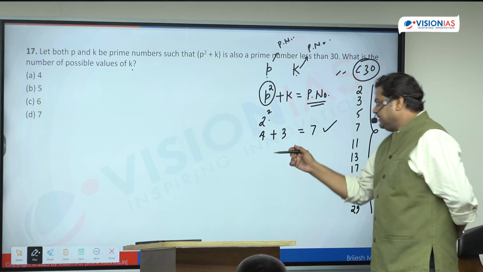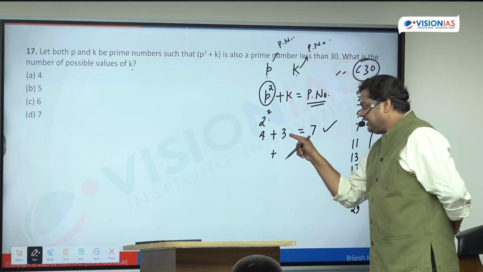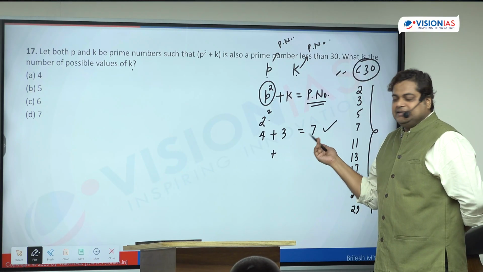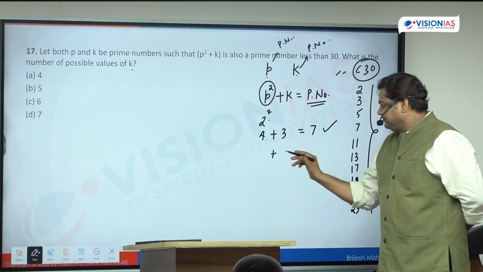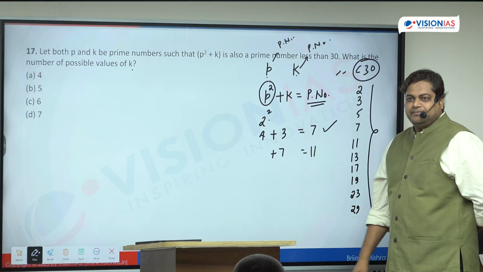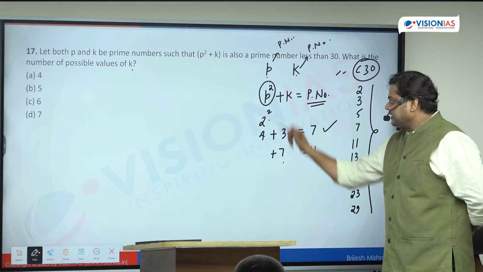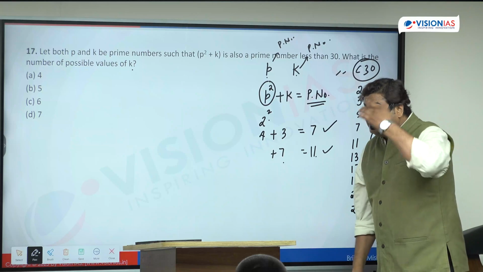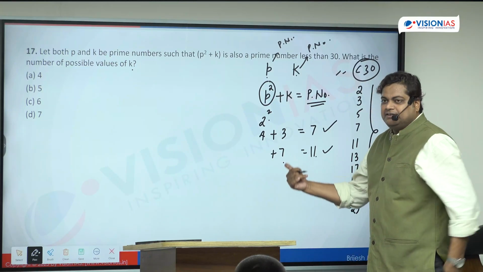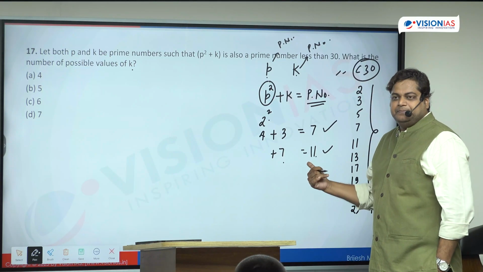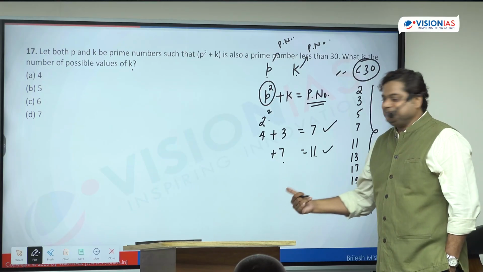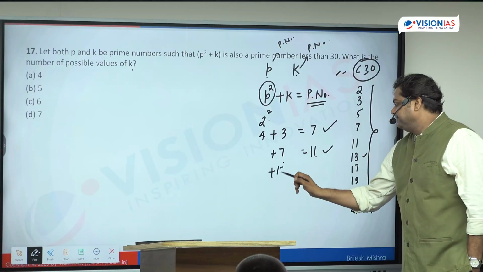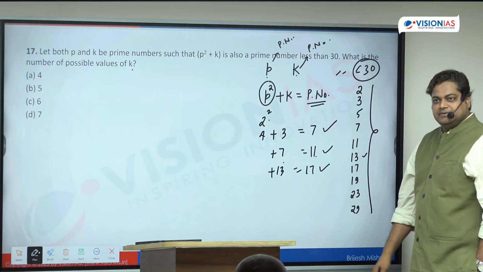Further, after 3, which is the prime number? 5. 5 plus 4 is 9, no possibility. After 5 we have 7. 7 plus 4, we are getting 11. This is a prime number, this is also a prime number. So that is a possibility. After 7 we have 11. 11 plus 4 is 15, no. After 11 we have 13. 13 plus 4 is 17. This is also a case.